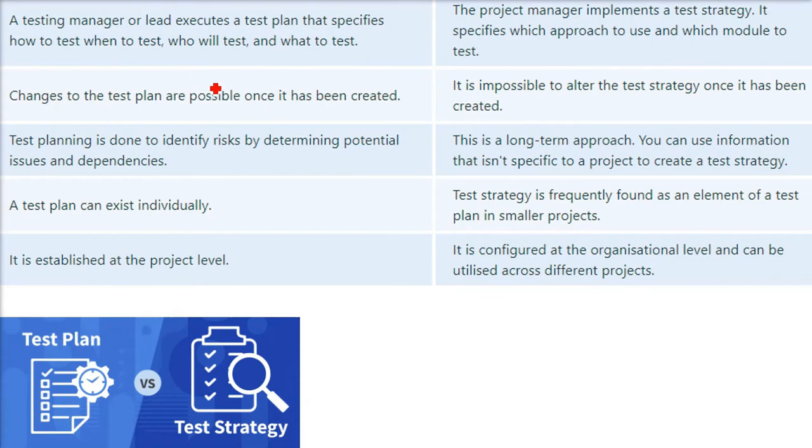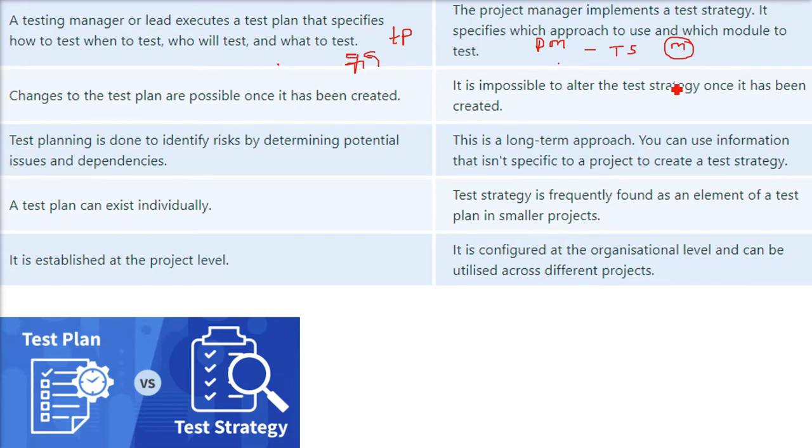Now, the testing manager. So we are talking about test plan and test strategy. For test strategy, the project manager implements it, or you can say a managerial level person does this. It specifies which approach to use and which module is to be tested. They can also prioritize it. While in the test plan, a testing manager or the lead executes a test plan that specifies how to test, when to test, who is going to test, and what to test.